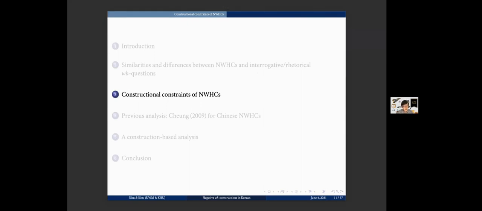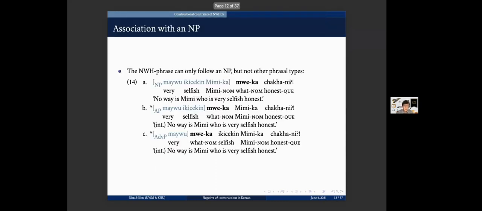Okay, let's talk about some construction constraints of the construction, NWHC. The NWH phrase can only follow an NP, but not other phrasal types like an adjective phrase or adverb phrase. So, for example, in 14A, 매우 이기적인 미미가 뭐가 착하니? In this case, the NWH phrase 뭐가 follows the NP, very selfish Mimi. But it cannot follow the adjective phrase 매우 이기적인, very selfish, as in B, and also it cannot follow the adverb phrase 매우, which means very.